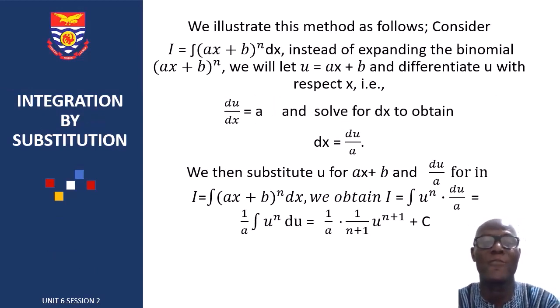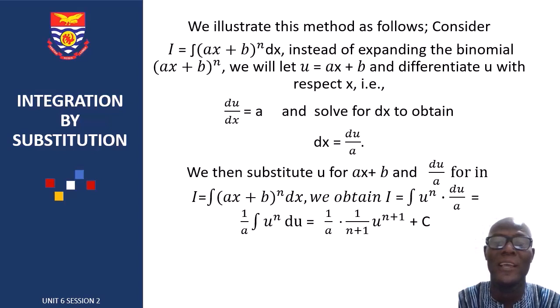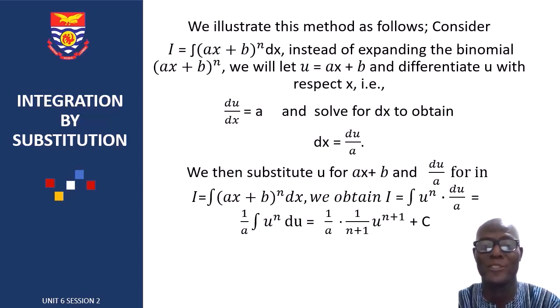Given the integral of a binomial (ax + b)^n dx, if n is large, then expanding this binomial becomes tedious, and therefore we resort to what we call integration by substitution. Meaning we let a variable be the binomial. In this case, we let u be ax + b. Then we differentiate u with respect to x, and that gives du/dx, which is equal to a. Now, we make dx the subject, which gives du over a.